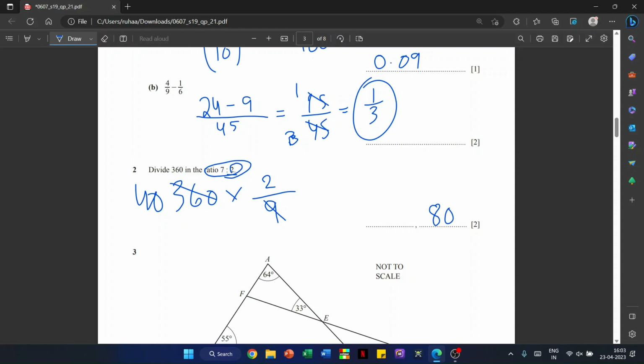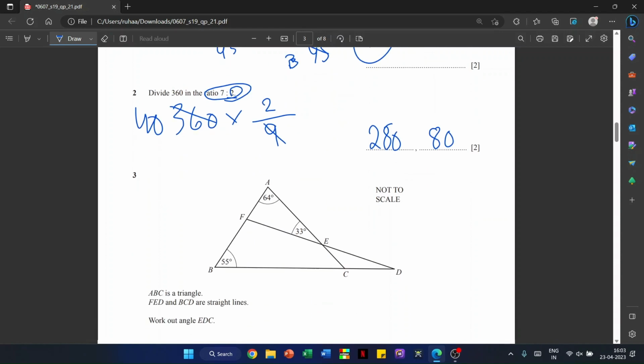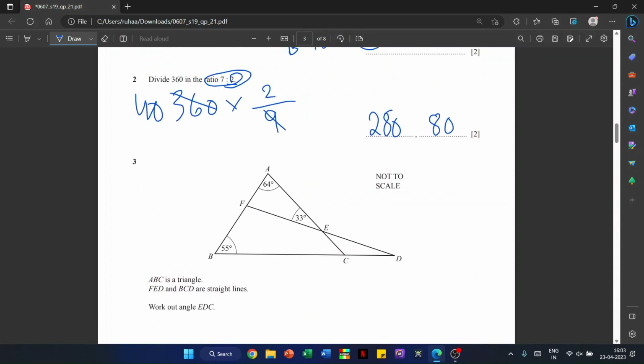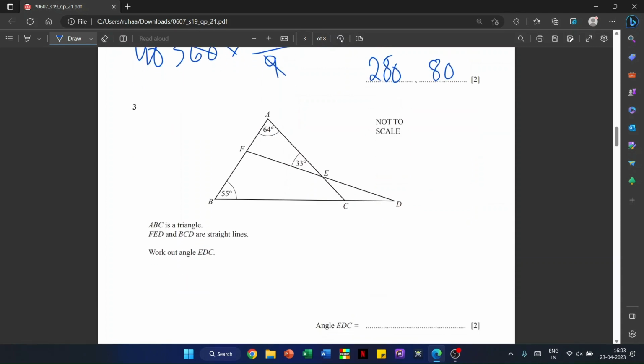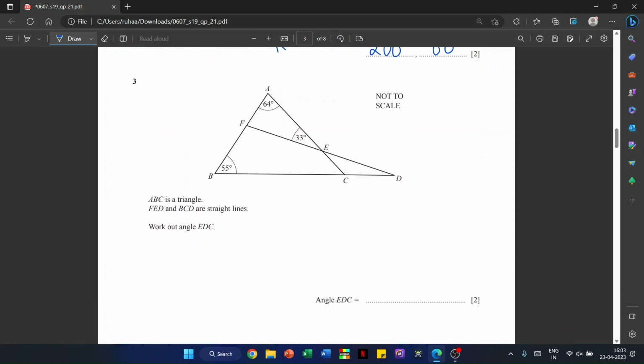Now if 360 is divided in the ratio 2 is to 7, we get one of them to be 80. The other one has to be 360 minus 80, which is going to be 280. Of course, you can just do 360 into 7 by 9, which will be 40 into 7, which will be 280. So that's that.